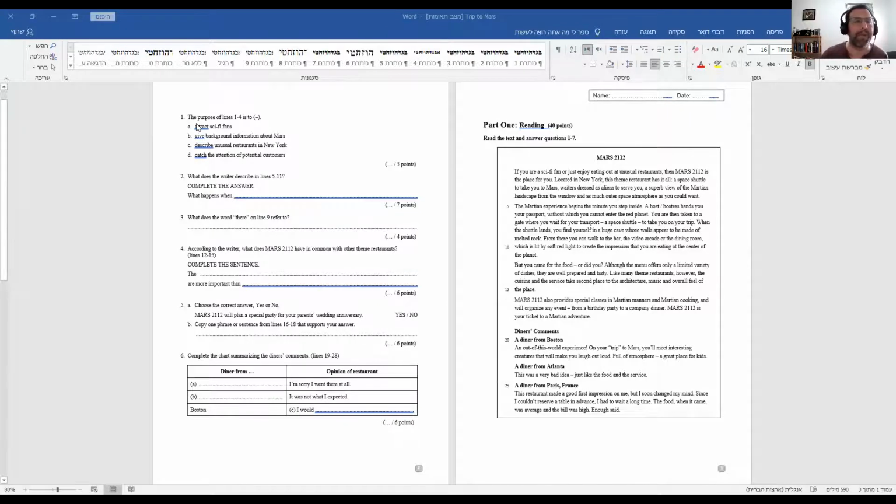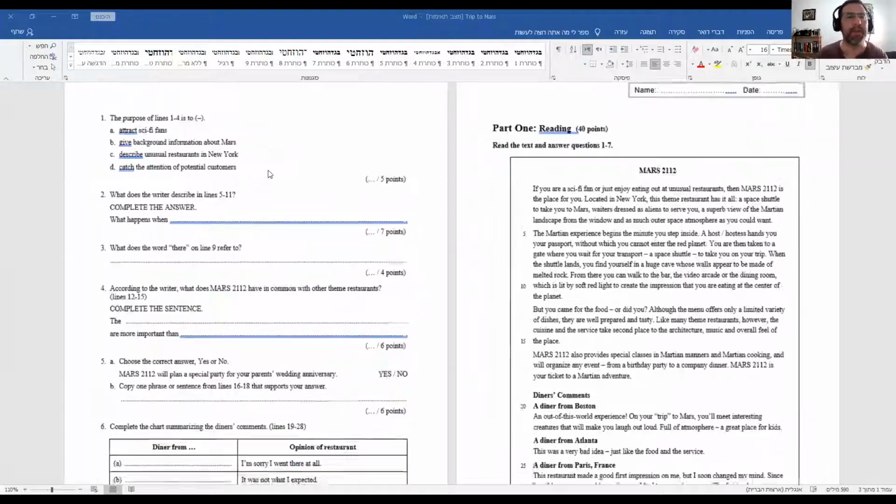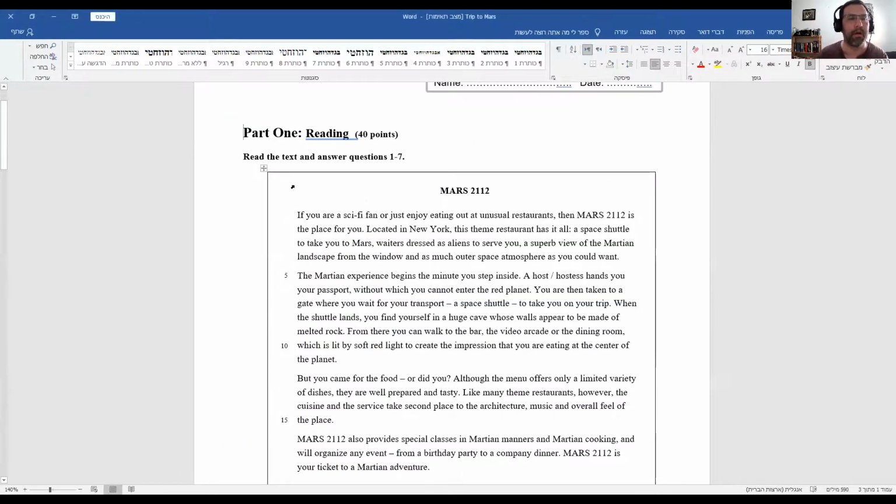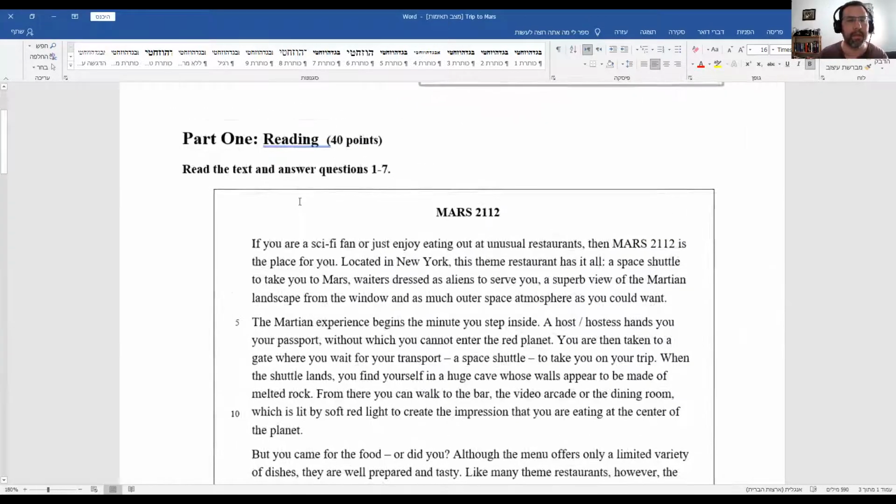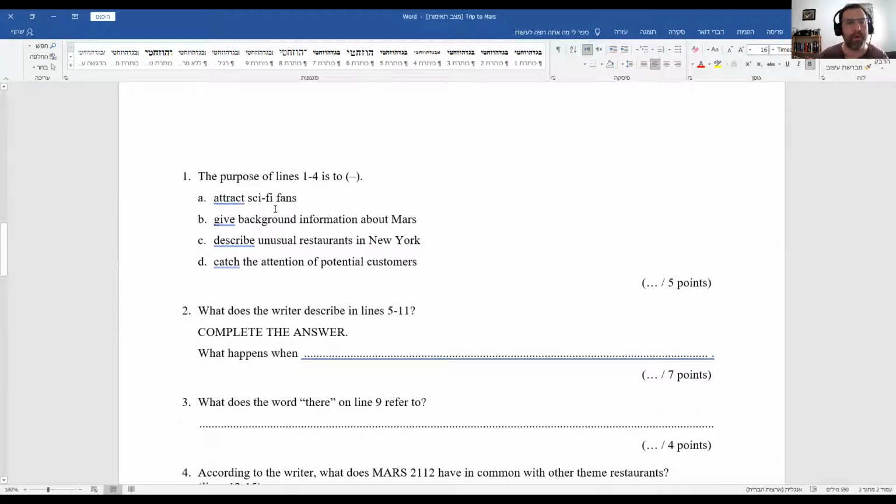I'm saying, okay, the purpose of lines 1 through 4 is to: A, attract sci-fi fans; B, give additional information about Mars; C, describe unusual restaurants in New York; D, catch the attention of potential customers. Where is the answer? The answer is going to be in lines 1 through 4.